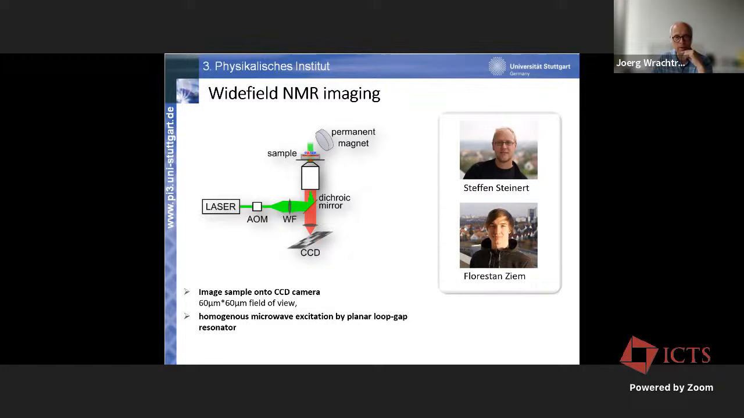This blue thing here is a specimen, and this gray thing with the thin red line is a diamond chip in which we have generated a thin layer of NV centers, these magnetically sensitive sensors close to the chip surface. And these NV centers record the local magnetic field of the sample and convert it into fluorescence intensity changes, and this is what we detect.